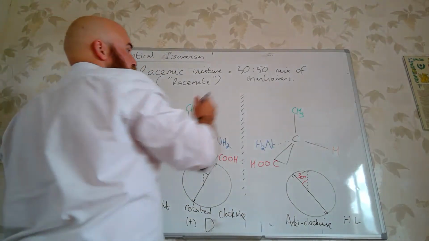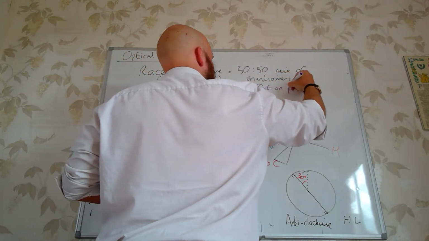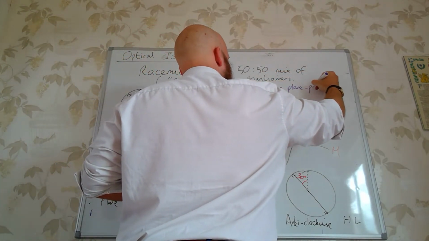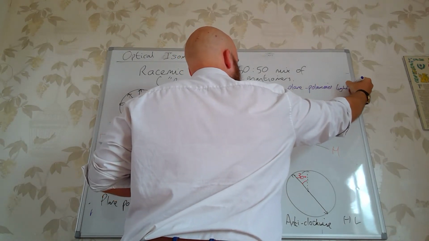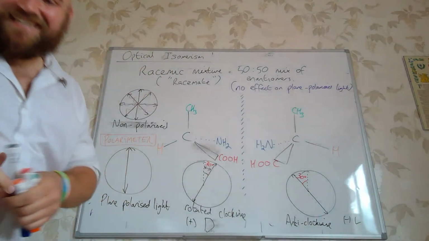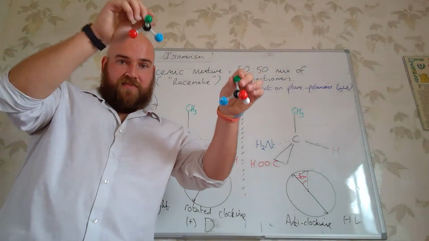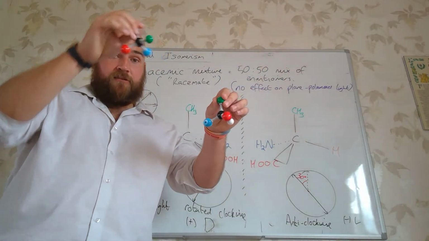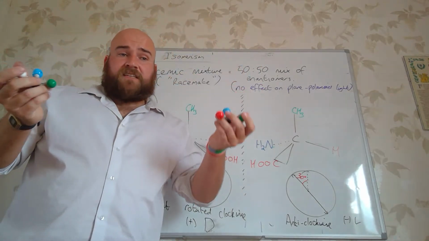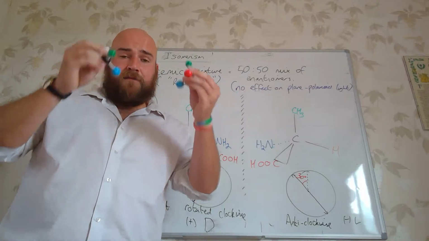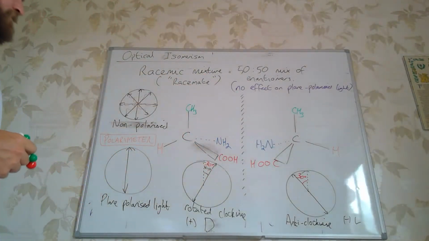So there is no effect on plane polarized light. If I had a 50-50 mix of both of these, bearing in mind this is trying to rotate plane polarized light clockwise and this is trying to rotate it anti-clockwise, effectively it's a tug of war, it's a stalemate. Yeah, plane polarized light would just go straight through along the same plane. Okay.